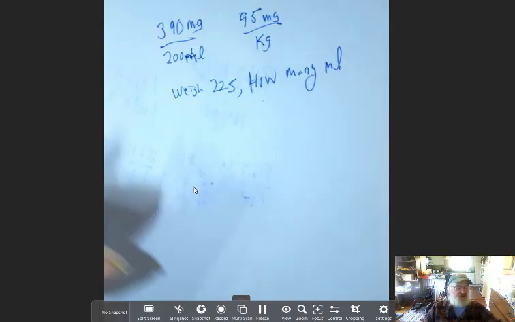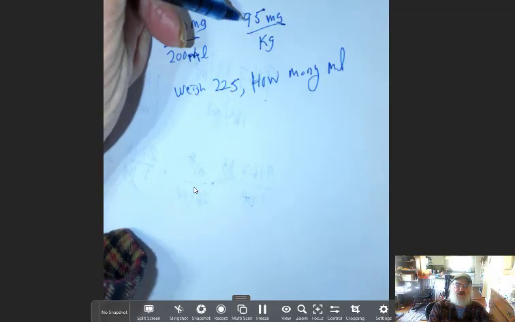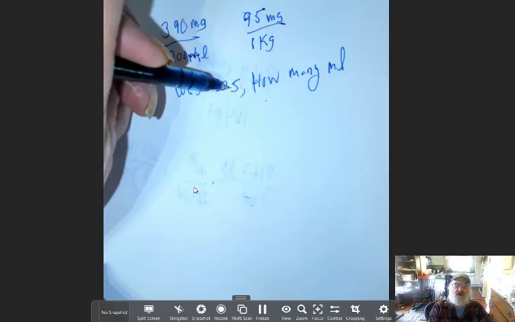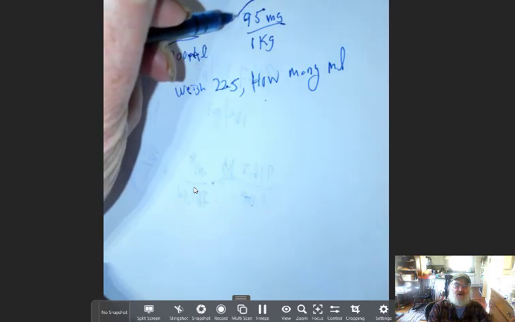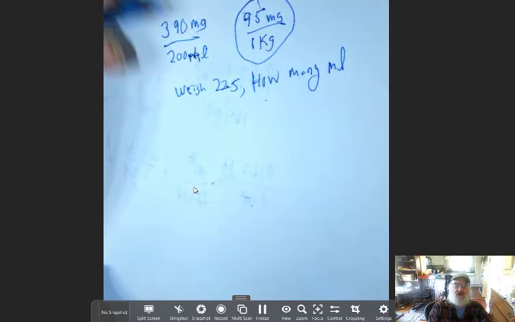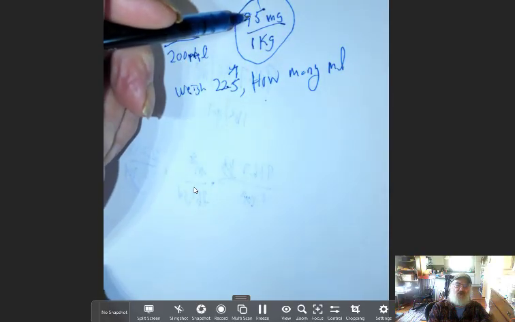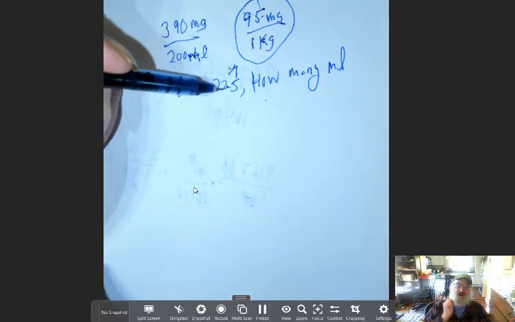This is how the medicine comes. This is the prescription. This is the person's weight. So they want to know how many milliliters they need to take in order to get this exact dose. Their weight's important because you're prescribing 95 milligrams for every 1 kilogram of body weight.